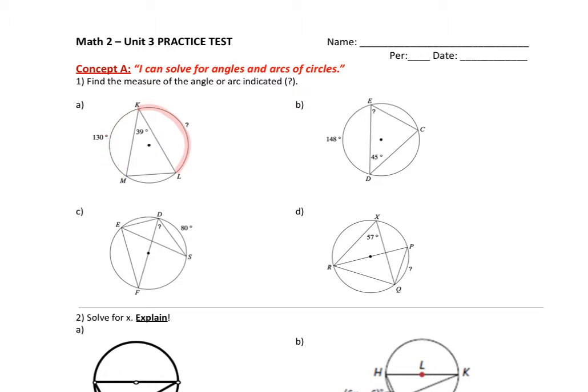So what I'm going to do, and please note that there are many ways to do these problems, so the way that I'm showing you is just one way. If I have an inscribed angle, 39 degrees, and I want to get the arc, I just multiply by 2. So 39 times 2 is 78 degrees. Then we can use the fact that there are 360 degrees in a circle, and I can do 130 plus 78, which is 208, and then I can just subtract that from 360 to get the arc that I want. So 360 minus 208 is 152.